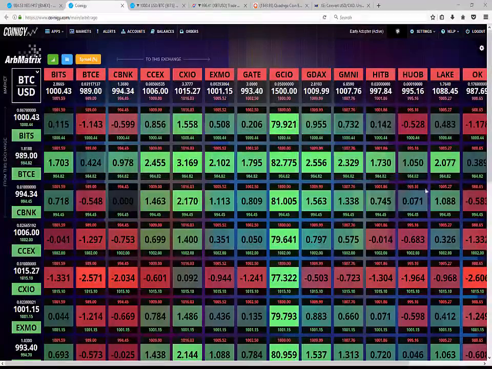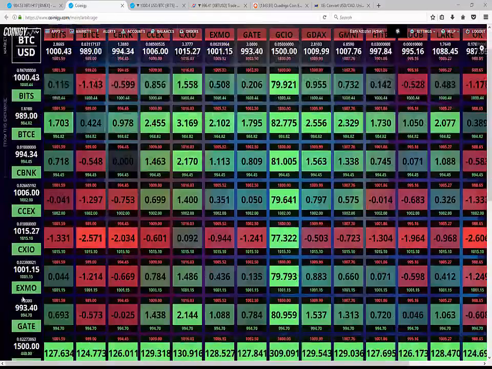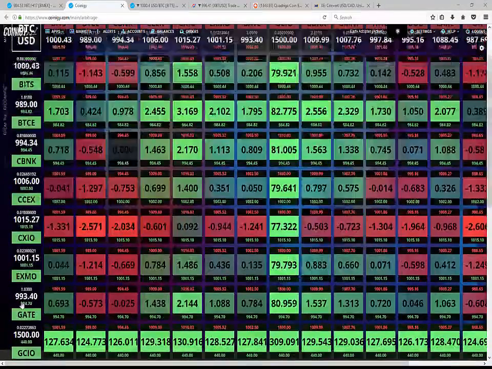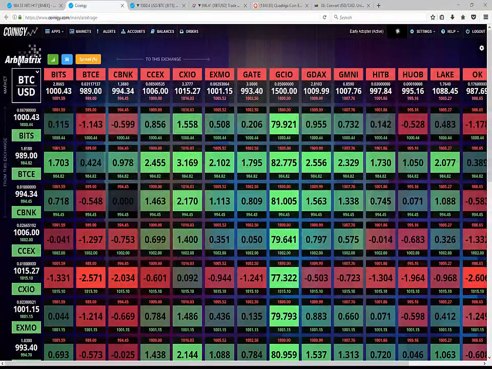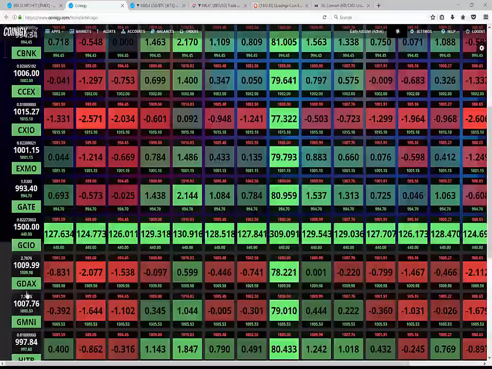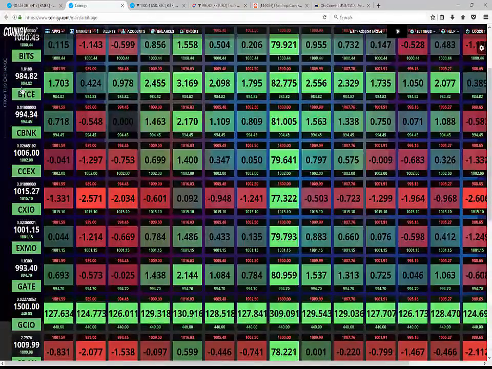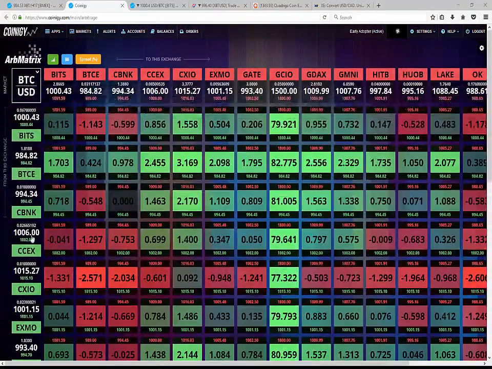So for Bitcoin arbitrage, as you can see here, there's all kinds of various different exchanges with different prices. This is called the Arbitrage Matrix over on Coinigy. It's an app. And as you can see here, there's some exchanges selling as high as $1,500. And there's other ones that are selling as low as $984.